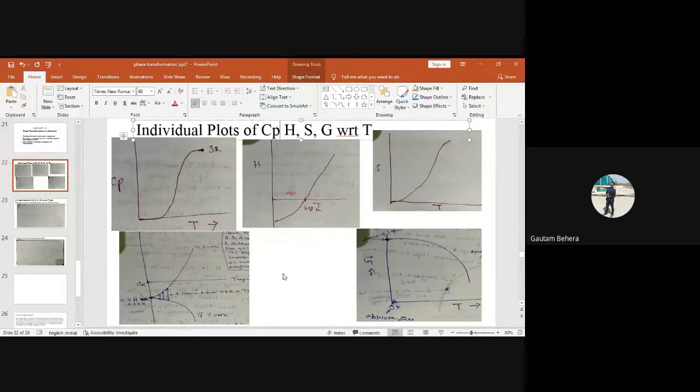Okay. In degree centigrade, how much it will be? You are saying minus 273. Yes, sir. Minus 273 degrees Celsius. Degree Celsius you are talking about. Okay. In Kelvin, how much it will be? 0 Kelvin. 0 Kelvin. Okay. So okay, fine.